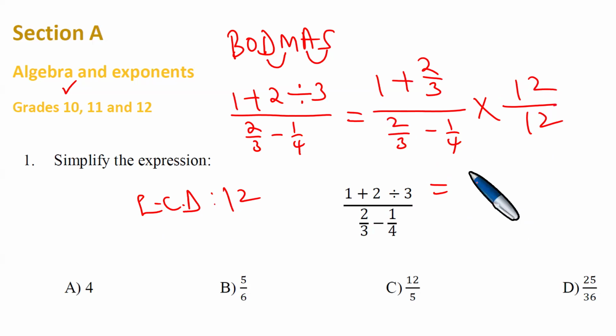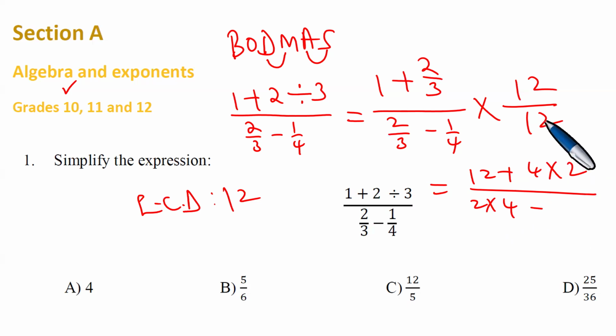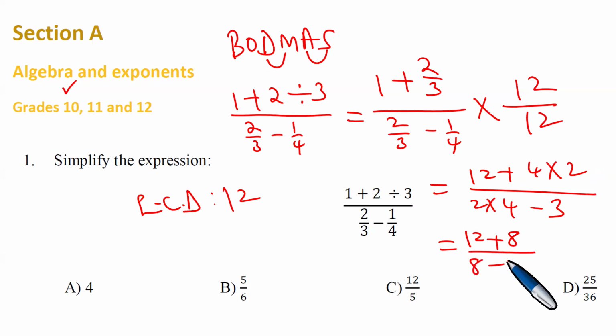So we have 12 times 1 giving us 12, plus 12 divided by 3, which is 4, times 2. Then 12 divided by 3 gives 4, times 2 minus 12 divided by 4, which gives 3. So 12 plus 4 times 2 is exactly 8, minus 3. What is 12 plus 8? It gives us exactly 20, and 8 minus 3 gives exactly 5. The result becomes 4, and hence the correct option is A.